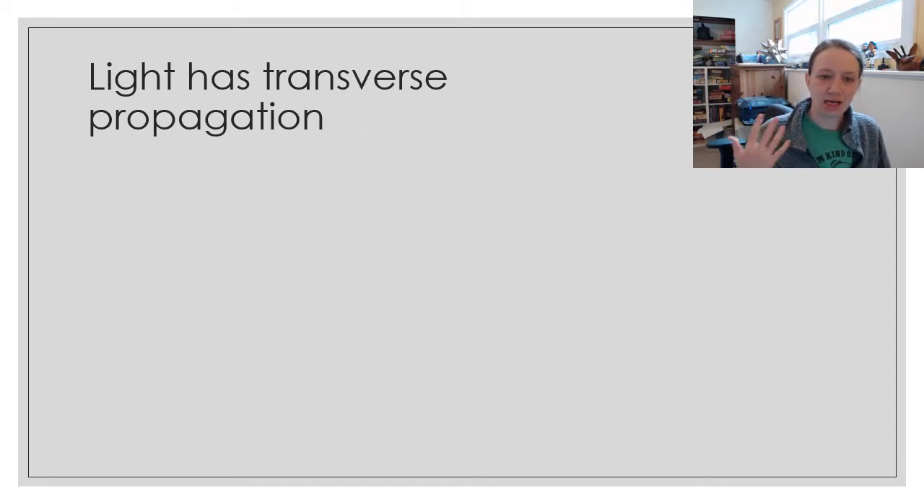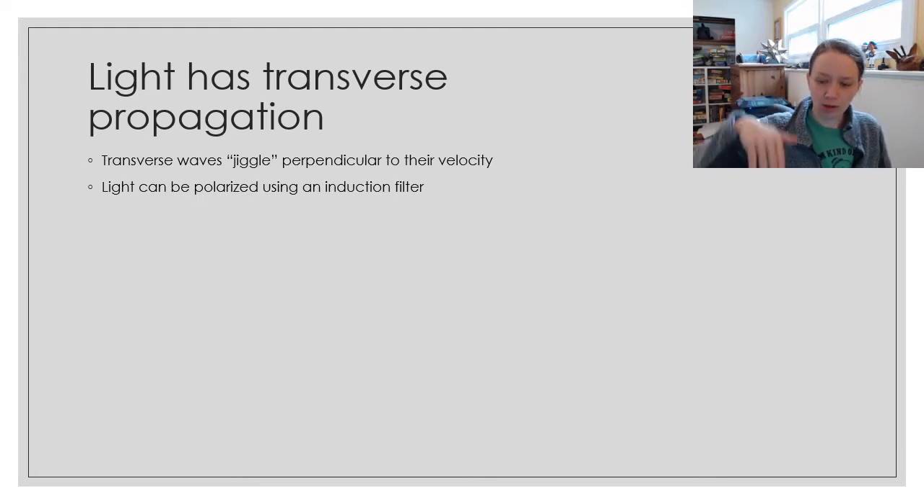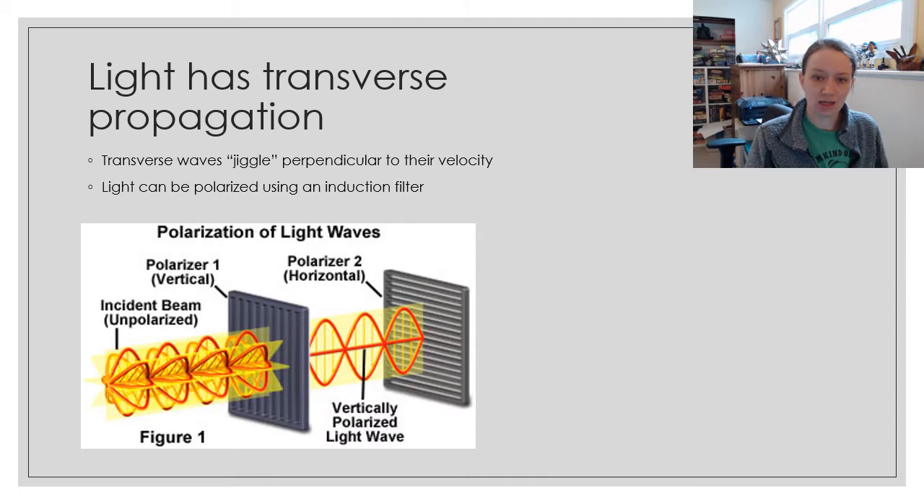Light has a transverse wave propagation style, which basically describes the direction in which the waves are jiggling relative to the direction that the wave is moving. When the waves are jiggling up and down perpendicular to the motion, which is kind of classic waves, and moving forward at the same time, that's known as a transverse wave. We know light is a transverse wave because we can use an induction filter to polarize light.